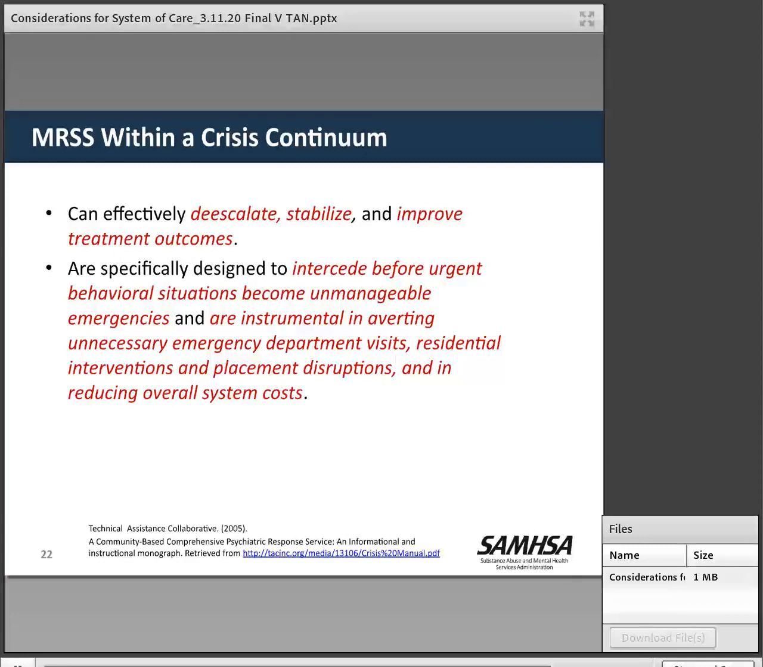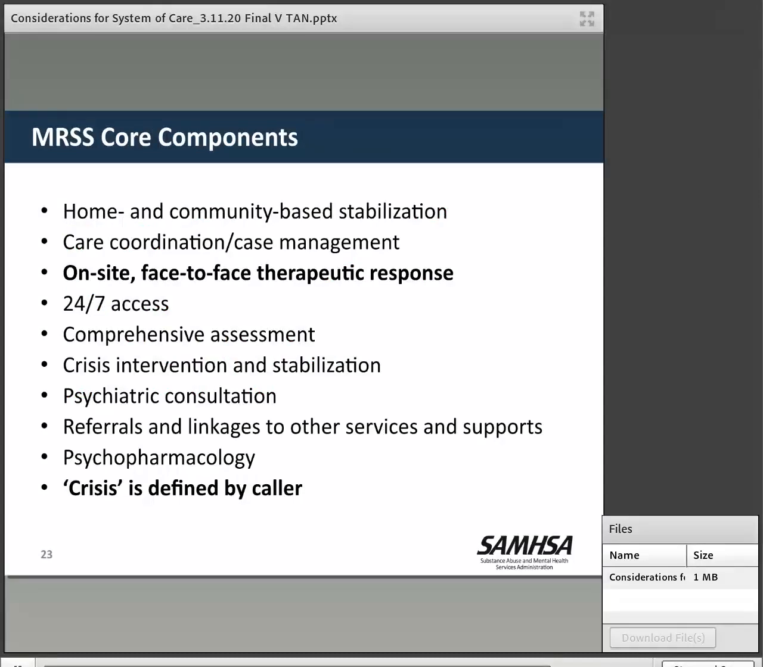Mobile response is an important part of a continuum of care. It's not the only thing within the crisis continuum of care for children. It's just an important component and a foundational element within systems of care. It can effectively de-escalate, stabilize, and improve treatment outcomes, and is specifically designed to intercede before urgent behavioral situations become unmanageable. It doesn't mean you'll keep every child out of the emergency department, but you certainly reduce the use of emergency department and inpatient care dramatically when it sits within your crisis continuum of care.